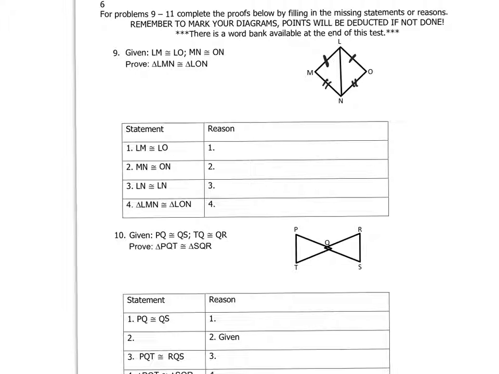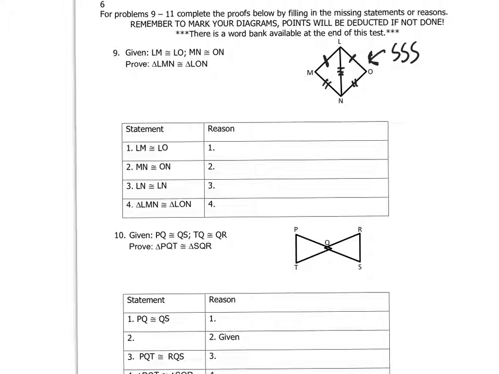And then we're trying to prove that the two triangles LMN and LON are congruent. So looking at the picture, can we match up anything else? And we can. We see we have a shared side right here. So just by looking for the pattern on the picture, I can see it's going to be SSS. Alright, so let's go ahead and fill out the proof then.